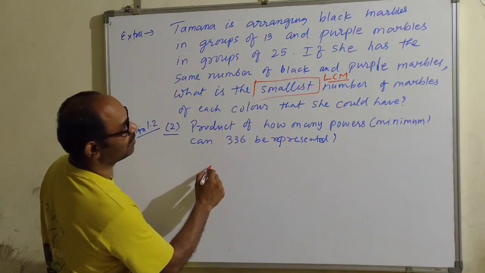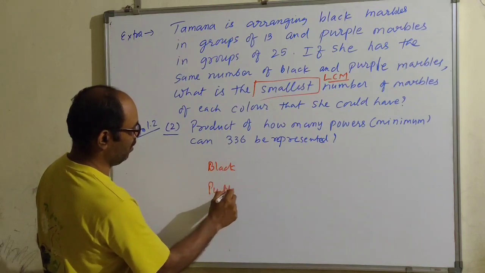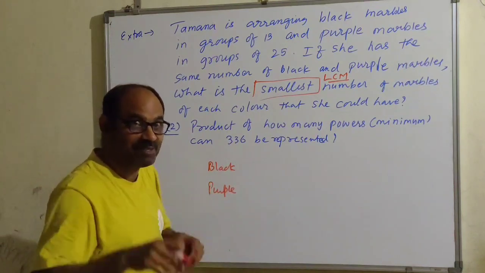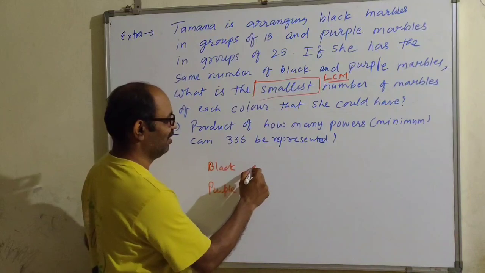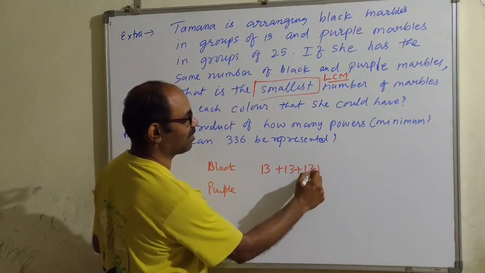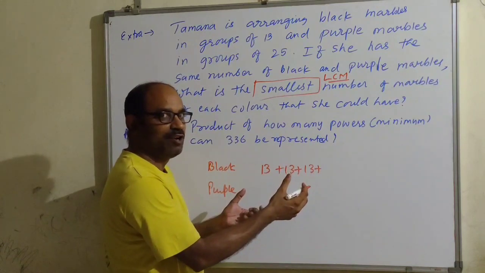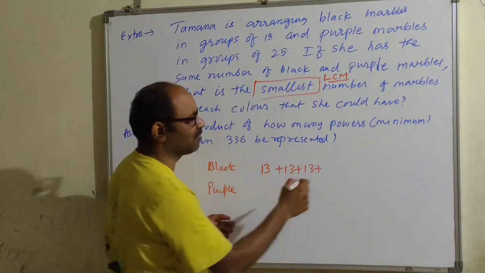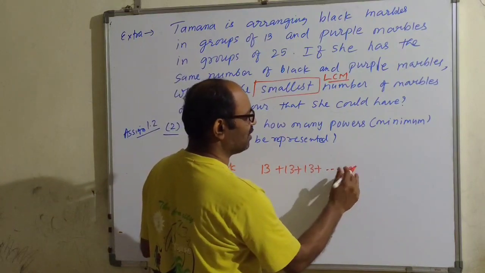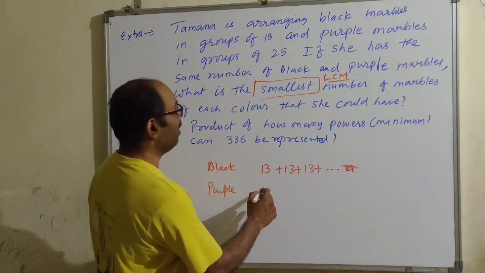Which marbles? Black. And then purple. Just like the sums that we did in the last one. How many? 13 marbles plus 13 marbles plus 13 marbles. In each, she arranges these black marbles in groups, and in each group she has 13 marbles. How many? Let's say A groups. She has made A groups.